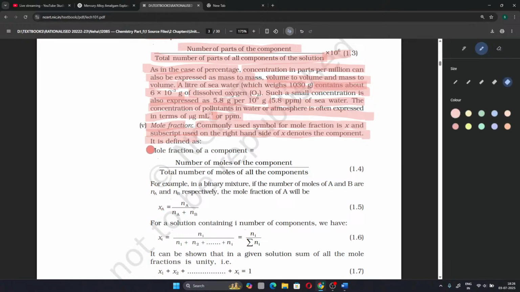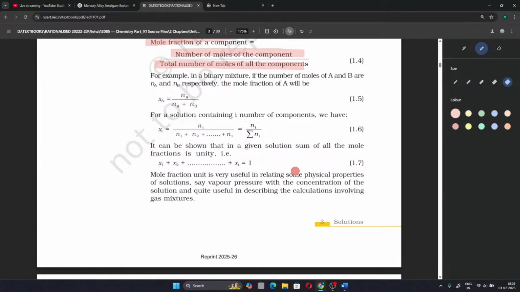It is defined as the number of moles of the component by the total number of moles of all the components. Basically, number of moles of solute by total number of all the moles. For example, in a binary mixture, if the number of moles of A and B are Na and Nb respectively, the mole fraction of A will be chi A equals Na by Na plus Nb.